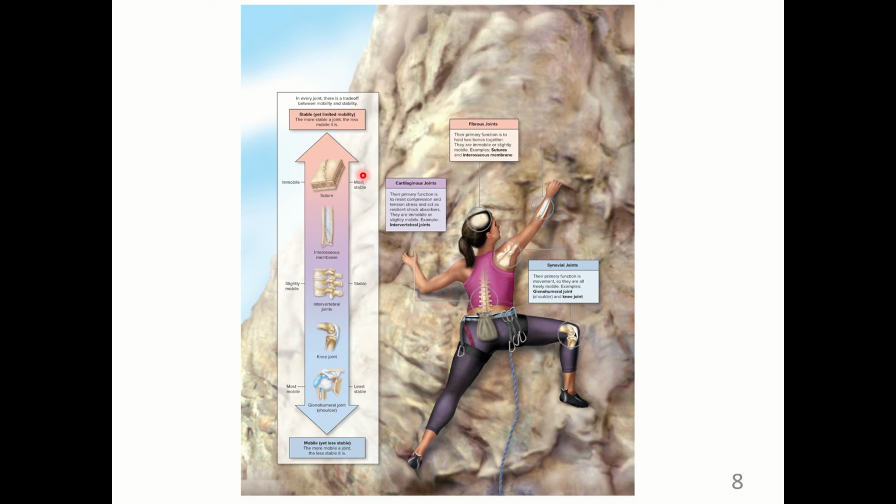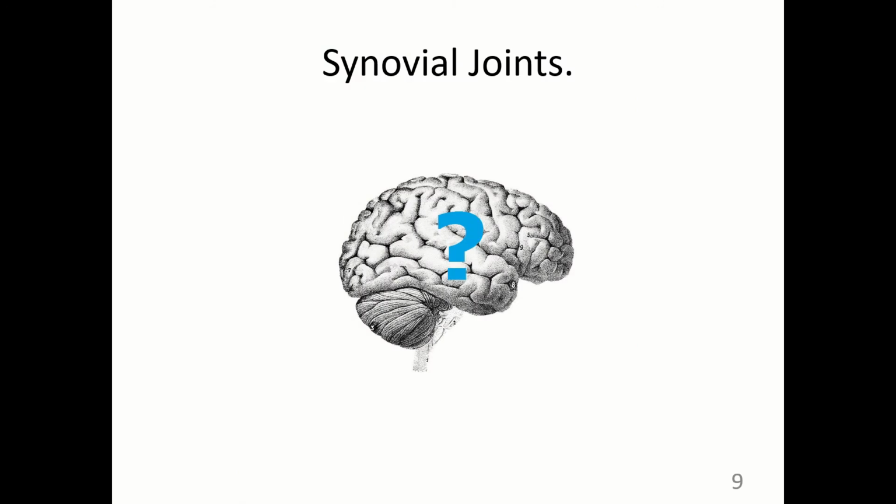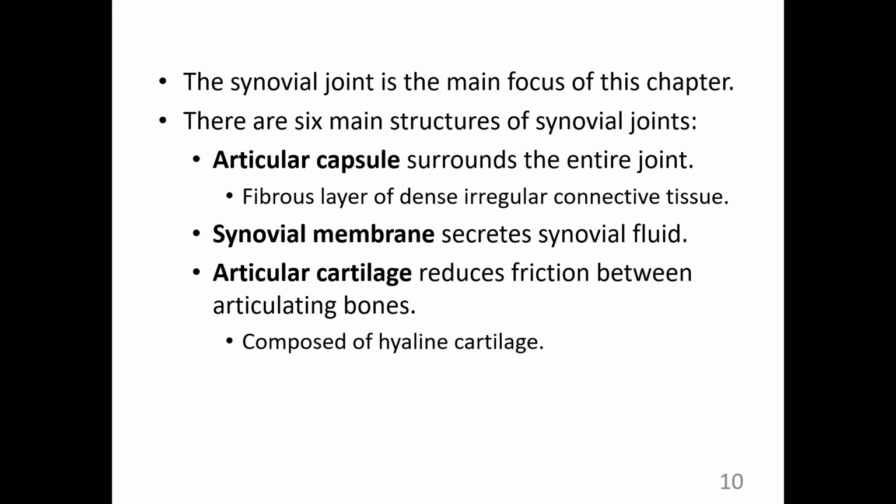So the fibrous joints are the synarthrosis or immovable joints. Cartilaginous joints are going to be slightly movable, and then synovial joints are freely movable. Let's talk about synovial joints. The synovial joint is the main focus of this chapter.